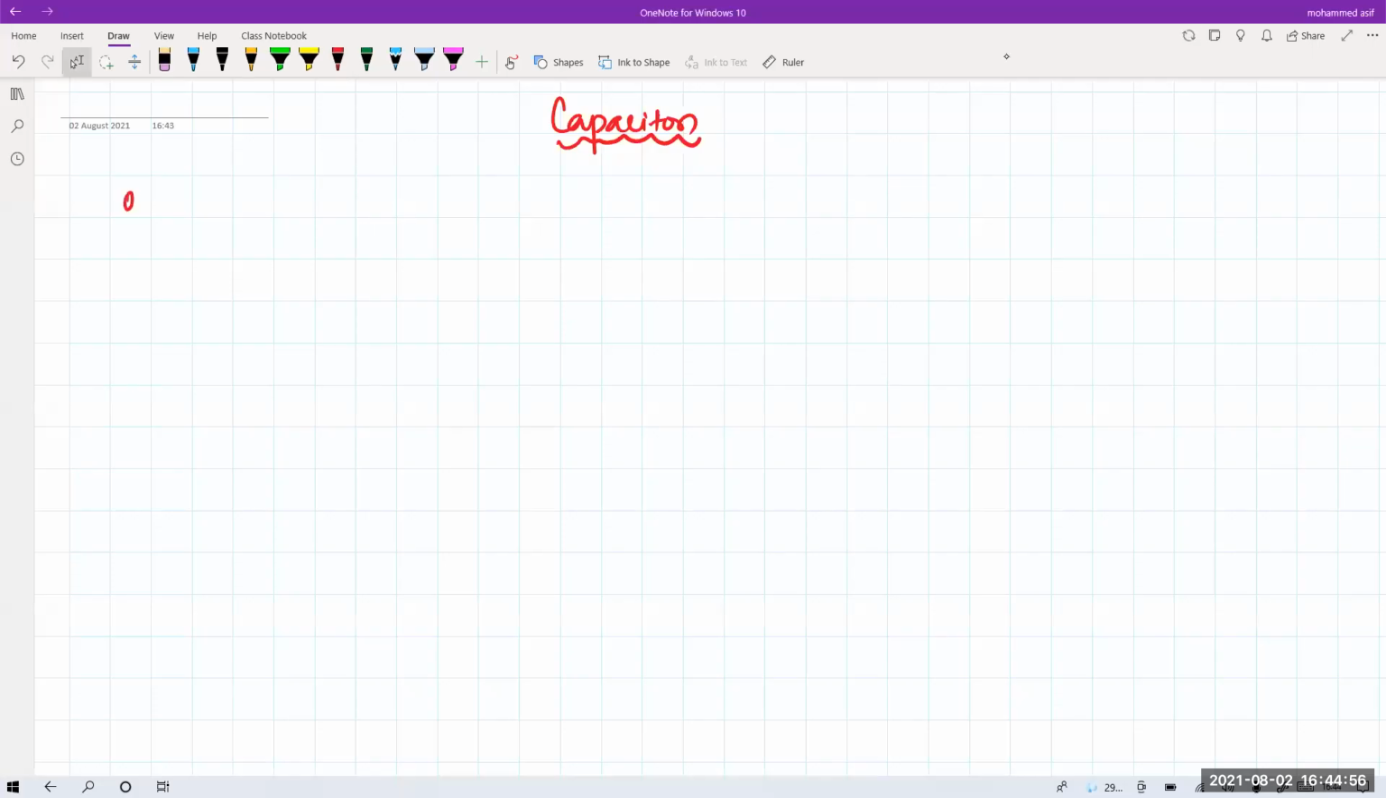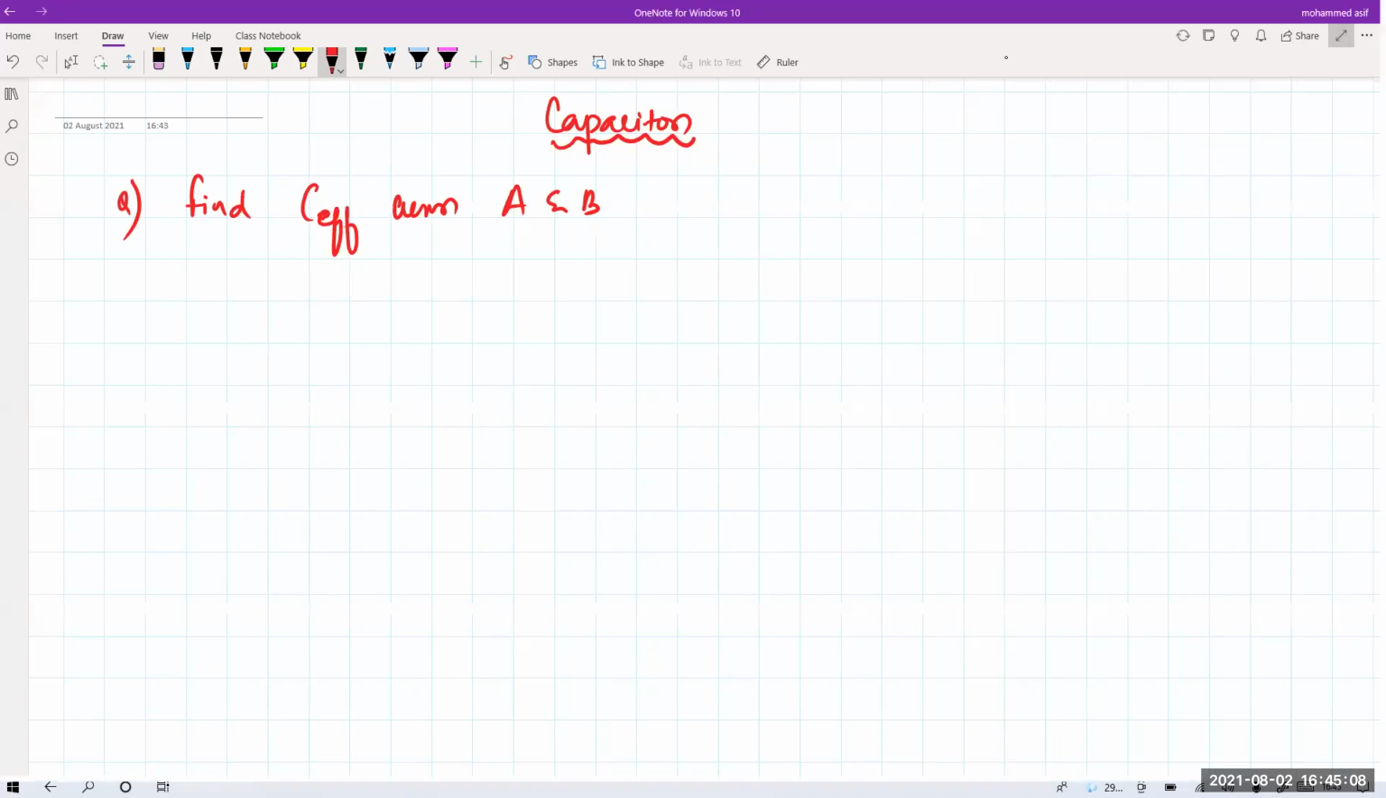See this question better. Find C effective across A and B. Okay. So this is the given diagram for me.